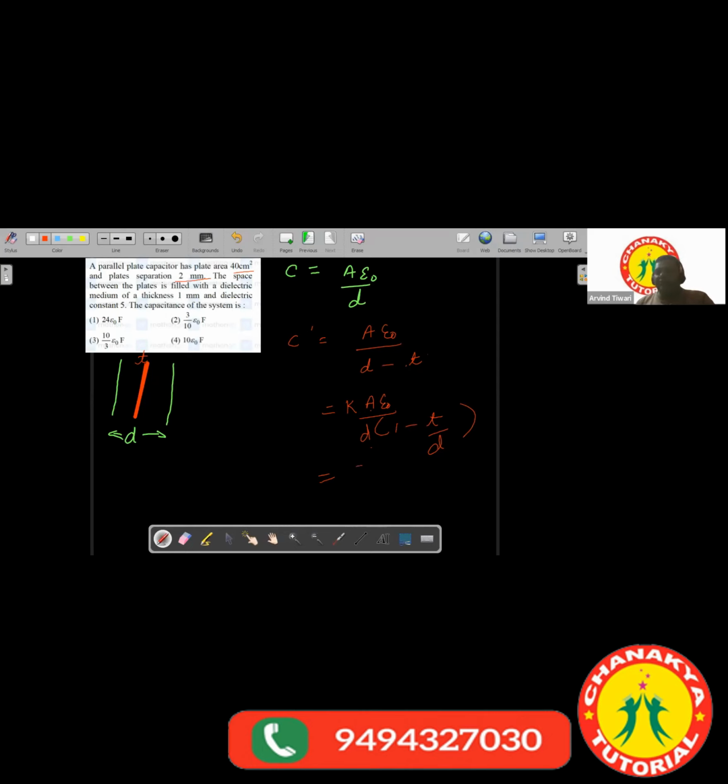So K is 5 multiplied by area. Area is 40 centimeters square. So you have 40 multiplied 10 to the power minus 4 meter square divided by D, which is 2 mm. So you have 2 multiplied 10 to the power minus 3. And you have to keep your epsilon naught here, divided by 1 minus T by D. So T by D is 1 by 2. So 10 to the power minus 3 goes here. You have 10 to the power minus 1, and that vanishes with this 0.